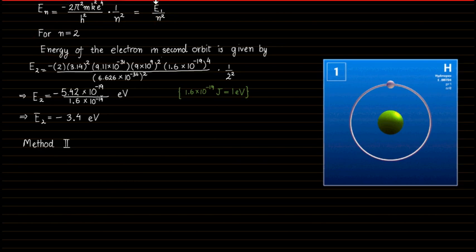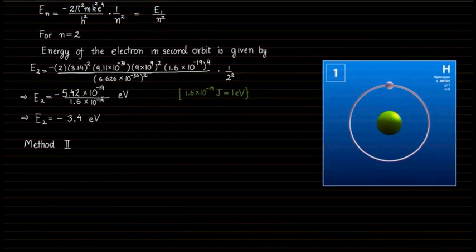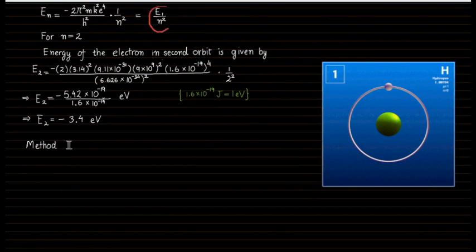Now let's do the calculation again for the second orbit. Using this method, let's calculate the energy of the second orbit, E2. Let's see whether we get the same value or not. Using method 2, I can write the energy level E2 as E1 divided by n square. In this case, what is the value of n? It is 2. So I'll substitute 2 here. E1 is minus 13.6 divided by 2 square, which is 4, and the unit is electron volt.